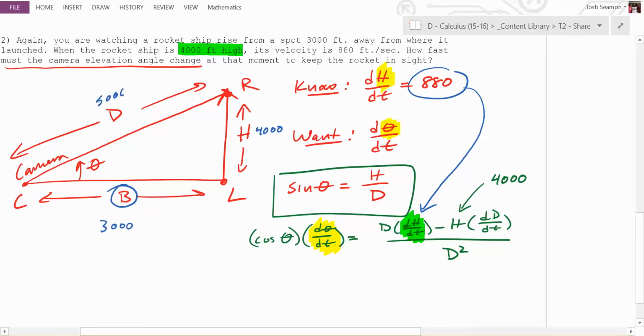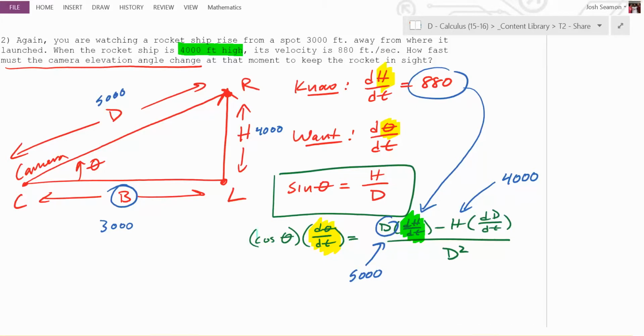Yeah, it's a nice triangle, right? So we have d, which is 5,000. So we have a bunch of these values. What's the one we need to find, though? What's h again? 4,000, right? So we have almost everything. What do we still need to find?